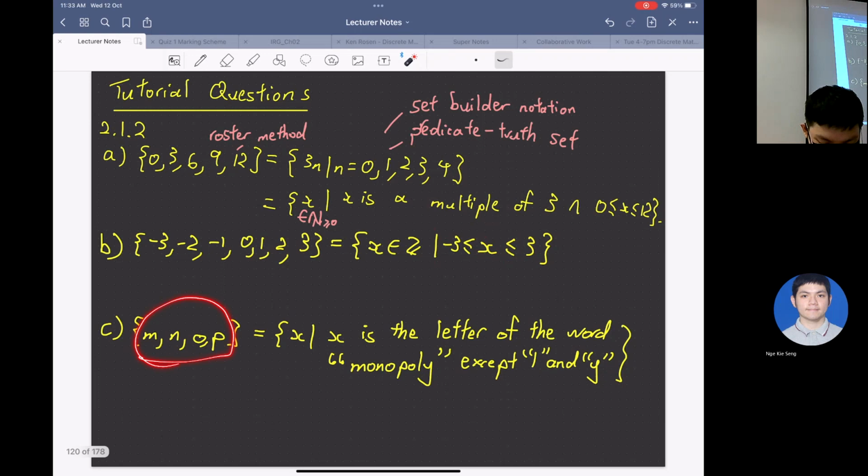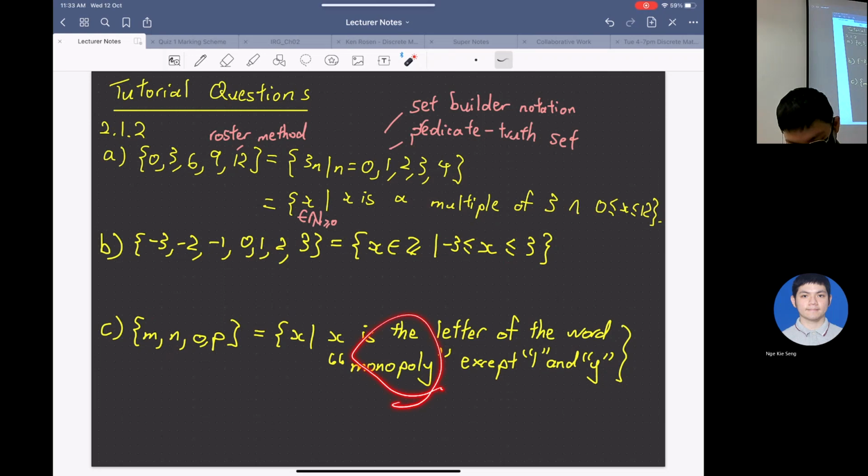And then MNOP, I wrote here is the letter of the Monopoly asset L and Y. Anyone have a different description of the set that you want to share? Anyone have a different one? If you have any different one, describe C.